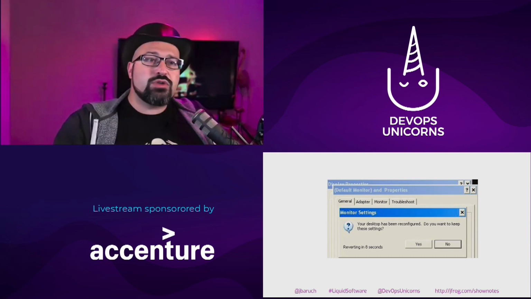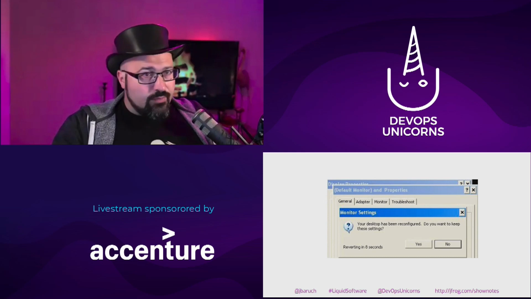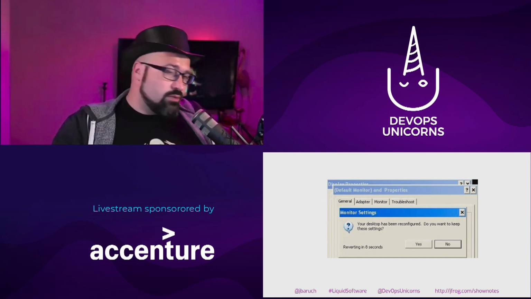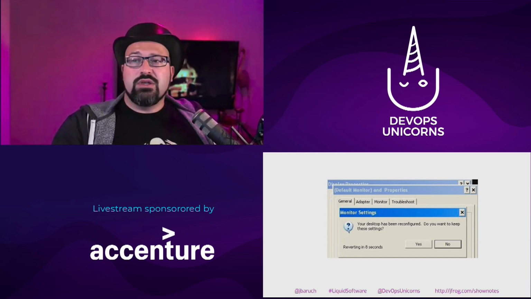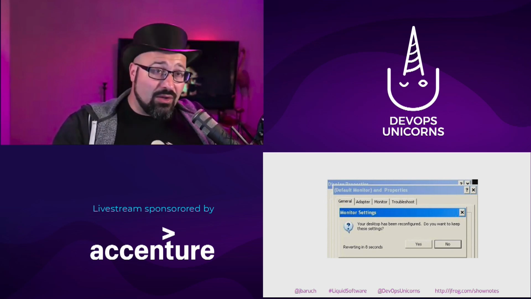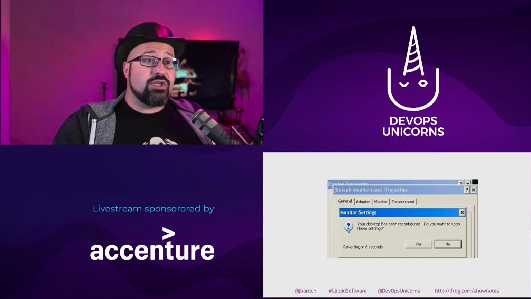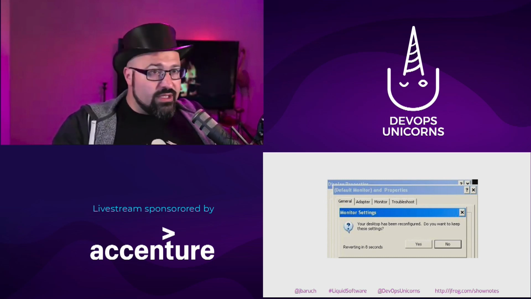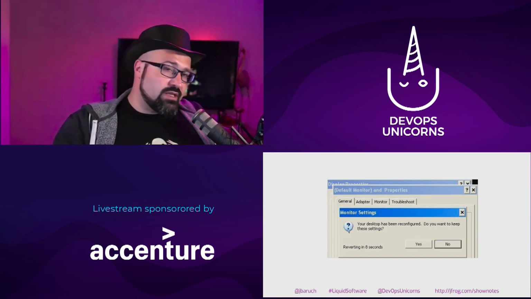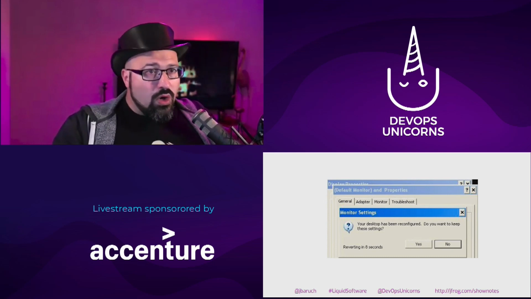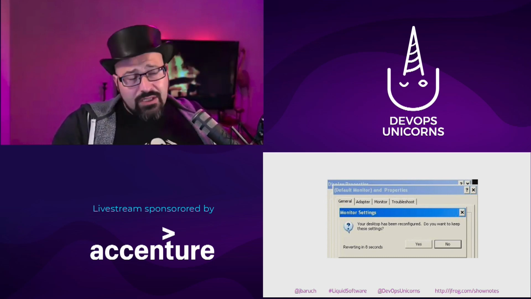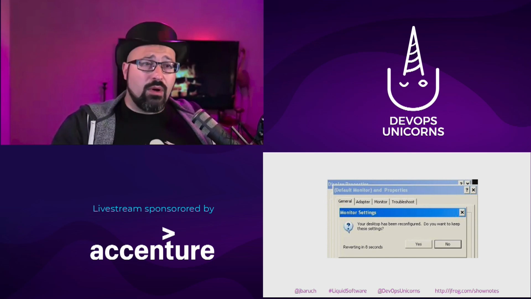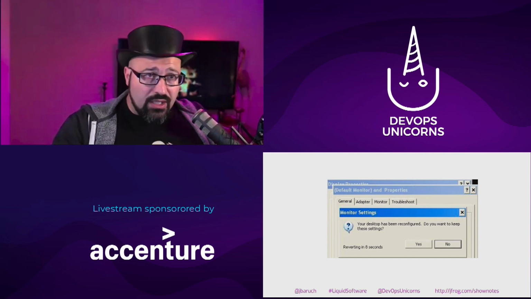When you change the resolution in your Windows, because you have a new display, you will see this: Your desktop has been reconfigured. Do you want to keep those settings? And they come down. This is a local rollback. They check if everything is fine. You approve that everything is fine and you continue, or it will roll back. It requires manual intervention. You are the one who needs to click okay.